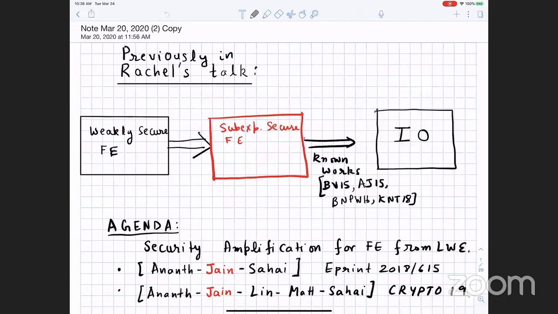So let me first start off by summarizing a little bit about Rachel's talk. Rachel told us how you can construct this notion of a weakly secure or a partially secure functional encryption. And then she also told us how you can construct indistinguishability obfuscation if you have a sub-exponentially secure functional encryption, which is a strong notion of security. She told us about this, and this mainly follows a beautiful line of known results. The only step that remained was being able to construct a sub-exponentially secure functional encryption, starting out from this weakly secure functional encryption. And so this is what I'm going to talk about today.